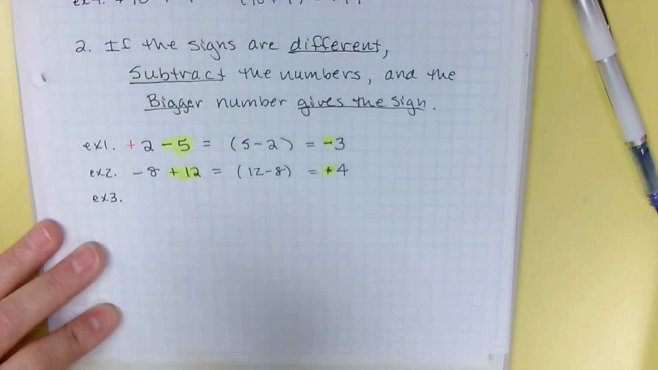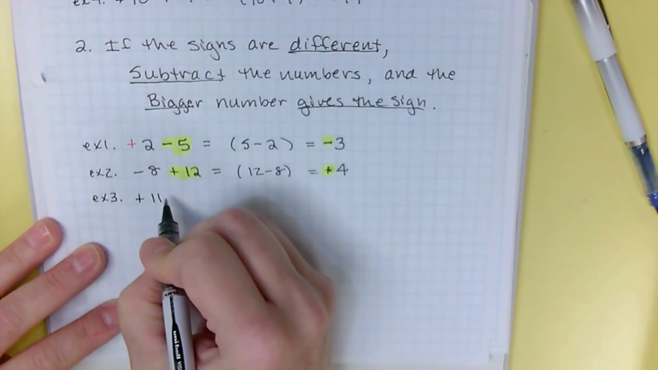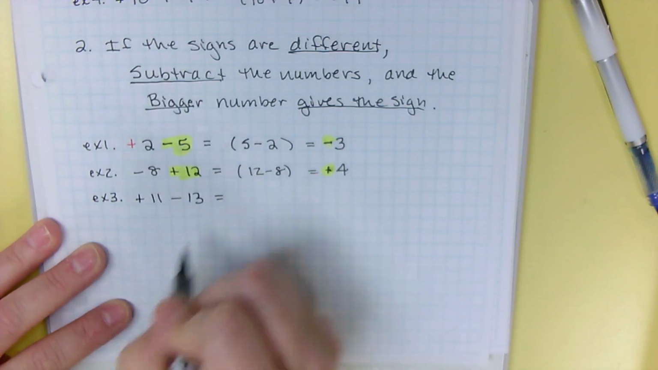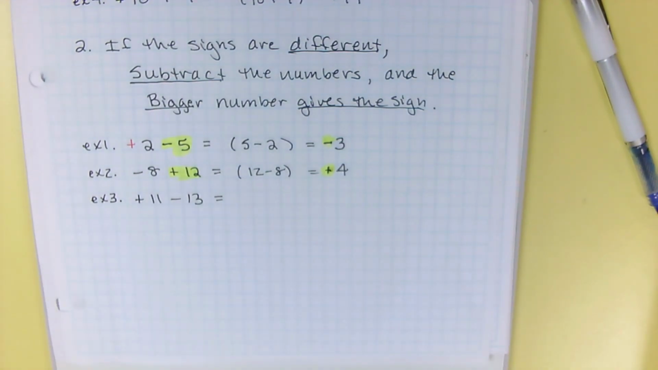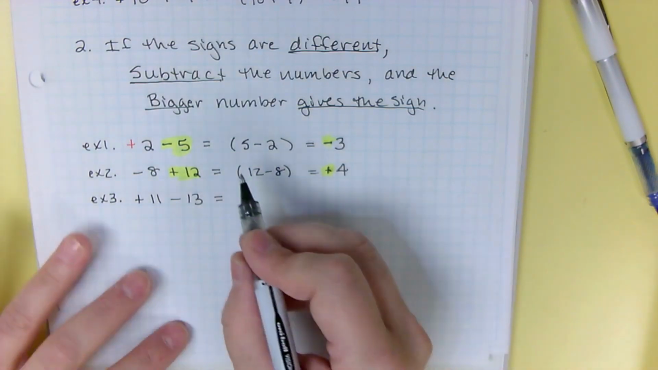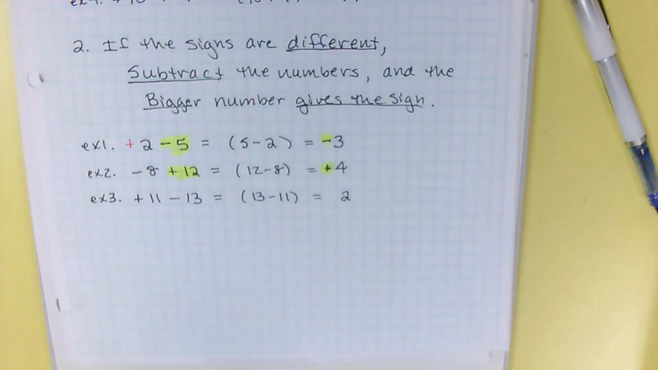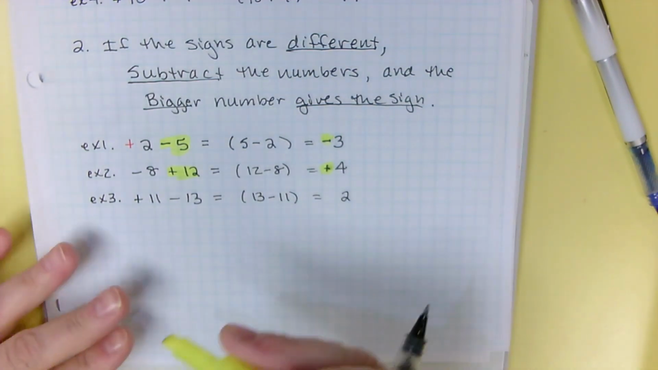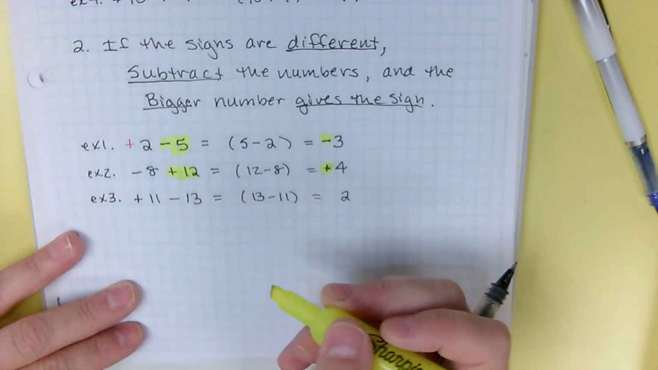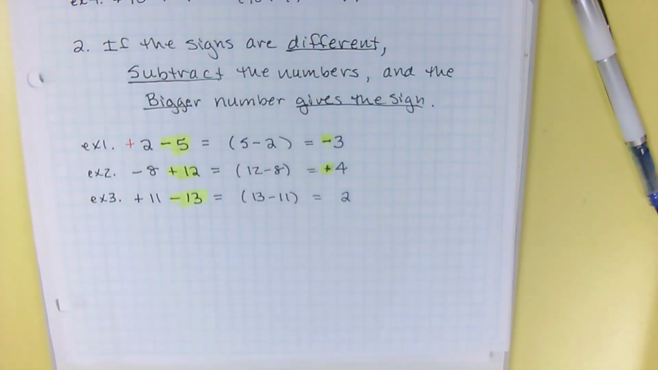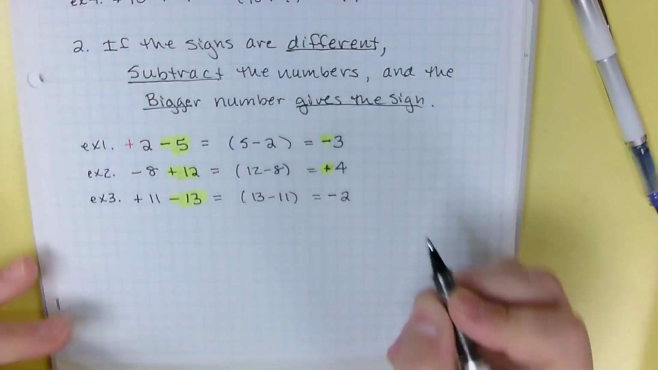All right, let's do one more, and then I'm going to give you one to try. So positive 11 minus 13. The signs are different, and you're adding and subtracting, so subtract the numbers in your head. 13 minus 11 is 2. And then the bigger number gives the sign. 13 is bigger than 11. 13 is negative. My 2 is negative.